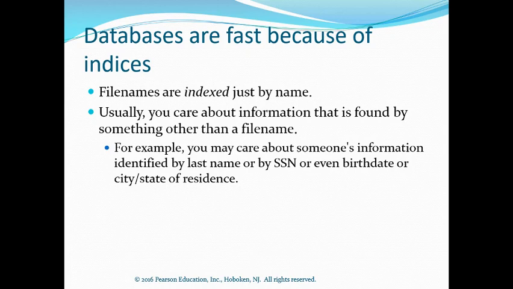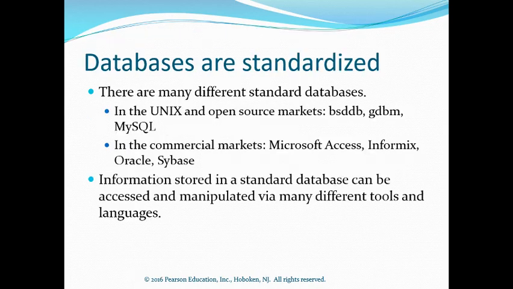Databases are fast because of indices. File names are indexed just by name. Usually you care about information that is found by something other than file name. For example, you may care about someone's information identified by last name or by social security number or even birth date or city and state of residence.